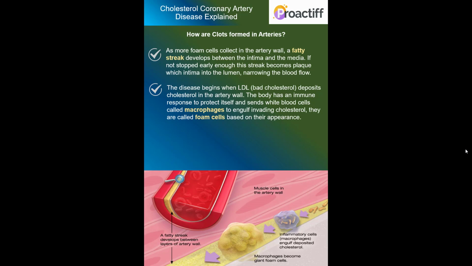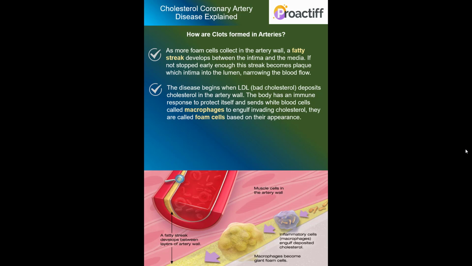If it is not stopped early enough, this streak of foam cells would essentially become plaque, which gets into the intima, into the lumen, and narrows the blood flow. So essentially the inner walls get deposited, and over time the wall gets thickened, and it would make the arteries brittle as well. So that is how the buildup happens, and it could lead to the clot and eventual rupture of the arteries.